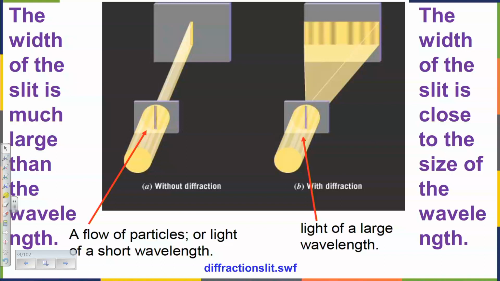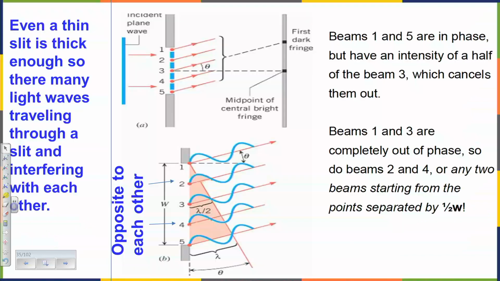This demonstrates the difference between a wide slit. In that case, we don't see any interference happening. But if the slit is narrow enough, hundreds of sizes of wavelength maybe, then we observe an interference pattern generated by a single slit.